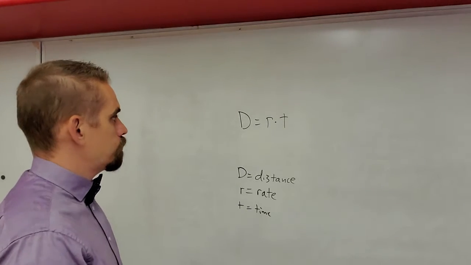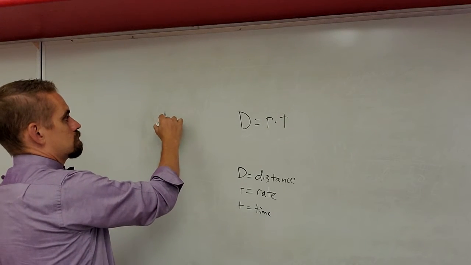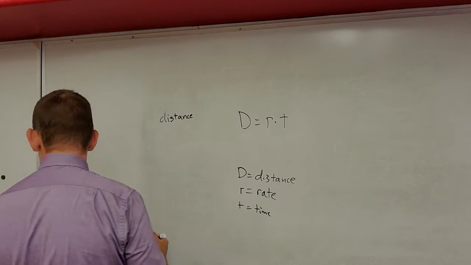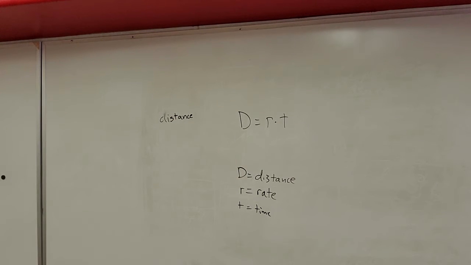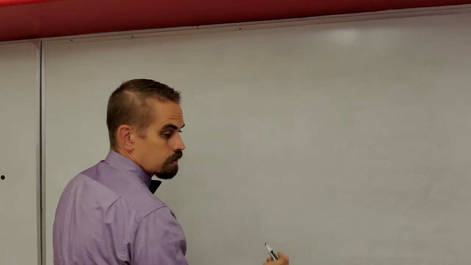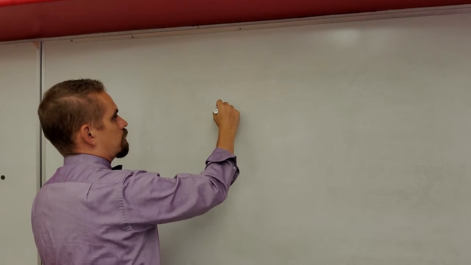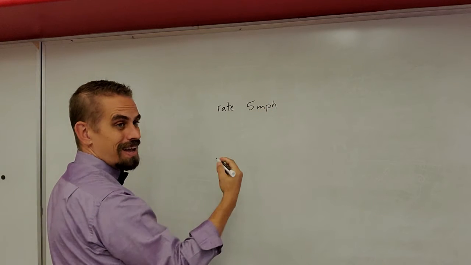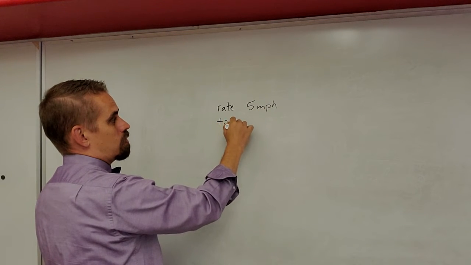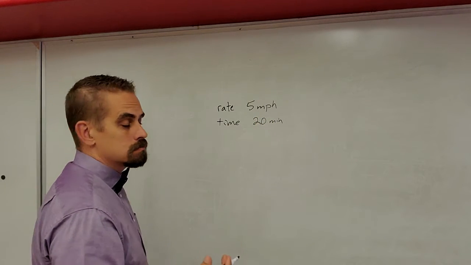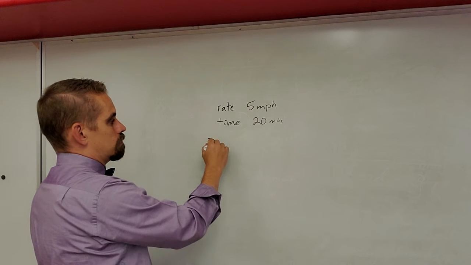So, for example, if I tell you that, or actually, where's my eraser? Hold up. Okay, let's say that I tell you the rate is 5 miles per hour, and how long you're doing it, your time, is 20 minutes. How far is the distance going to be? What's your distance?